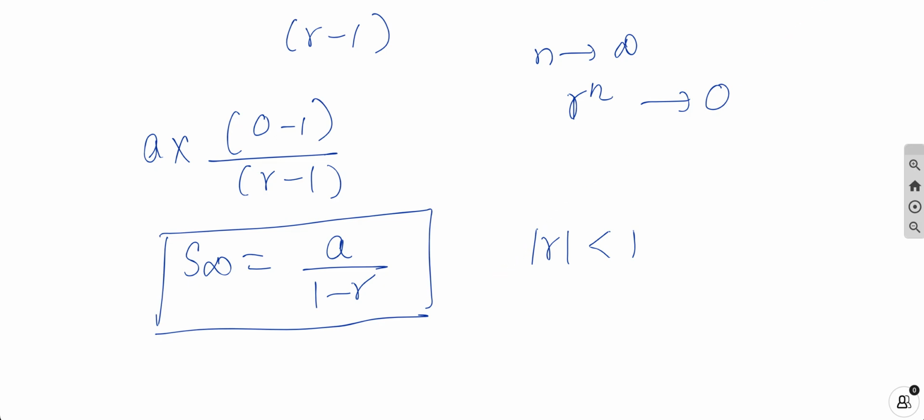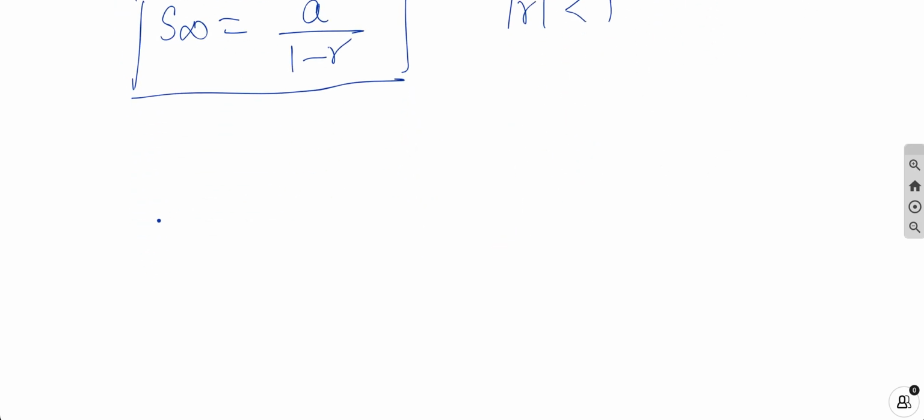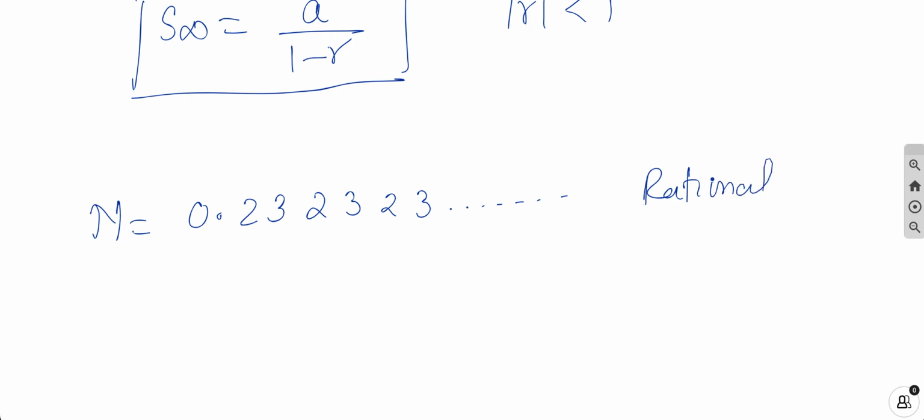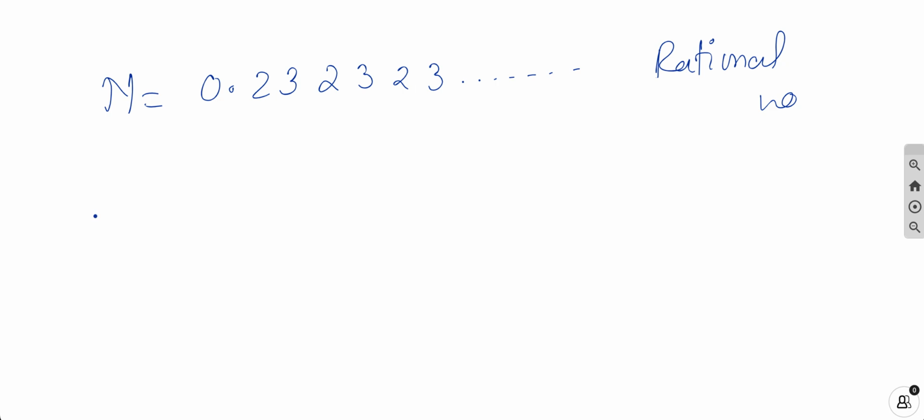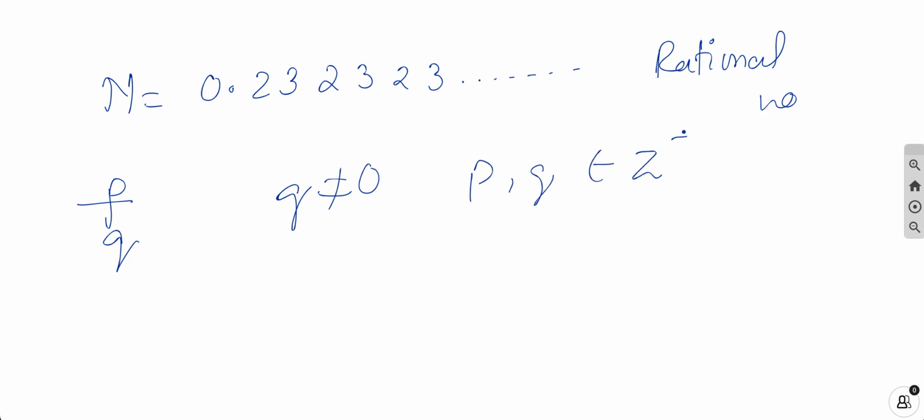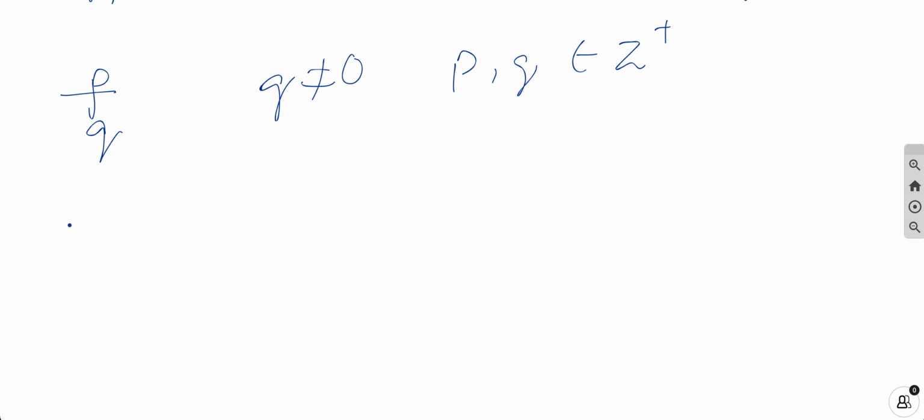Otherwise it does not work. Let me give an example. I want to express this recurring number 0.232323 and so on as a rational number. Remember, you used to do this in middle school when you were introduced to irrational numbers. So I have to express it in the form p by q, where q is not 0 and p and q are integers. But where is the geometric sequence in this? Well, you will know that.